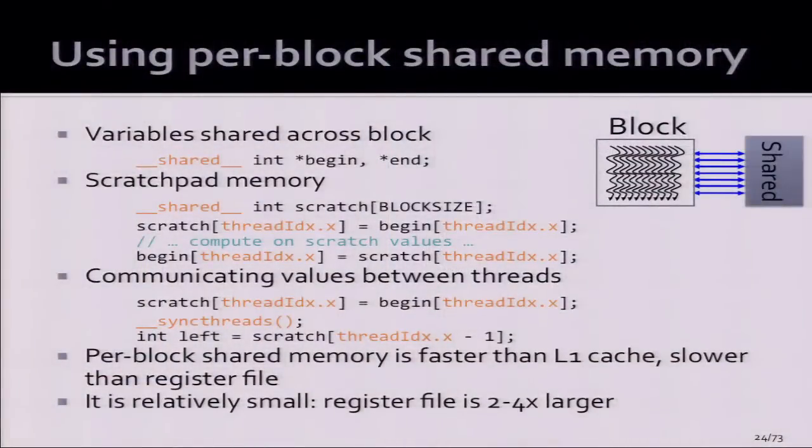So how do we use per block shared memory? This is really important for performance reasons because per block shared memory sits on chip, and memory bandwidth is really crucial to performance. So when you write CUDA code, oftentimes a common idiom is that you're going to copy data into on-chip memory, and then you're going to do some computation that shares that data, and then you're perhaps using syncthreads to communicate, and then you're going to write out the result. It's faster than the L1 cache. It's slower than the register file, but it's relatively small. The register file is bigger.